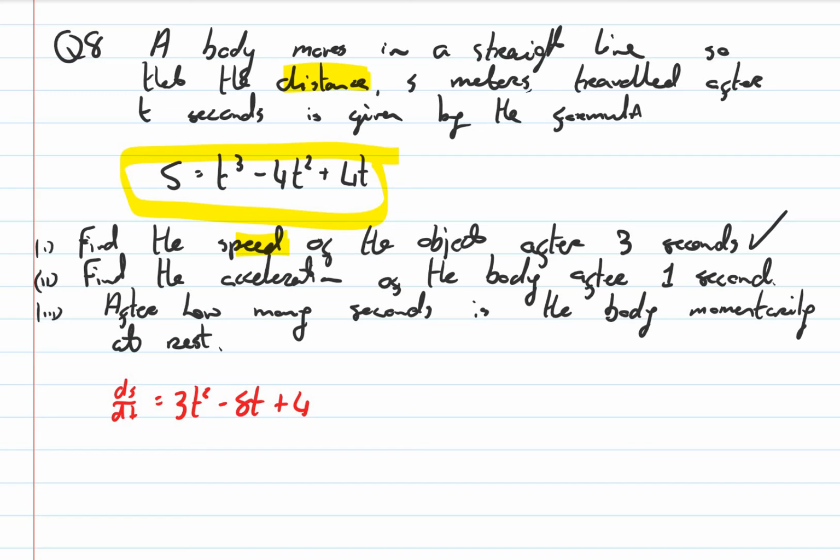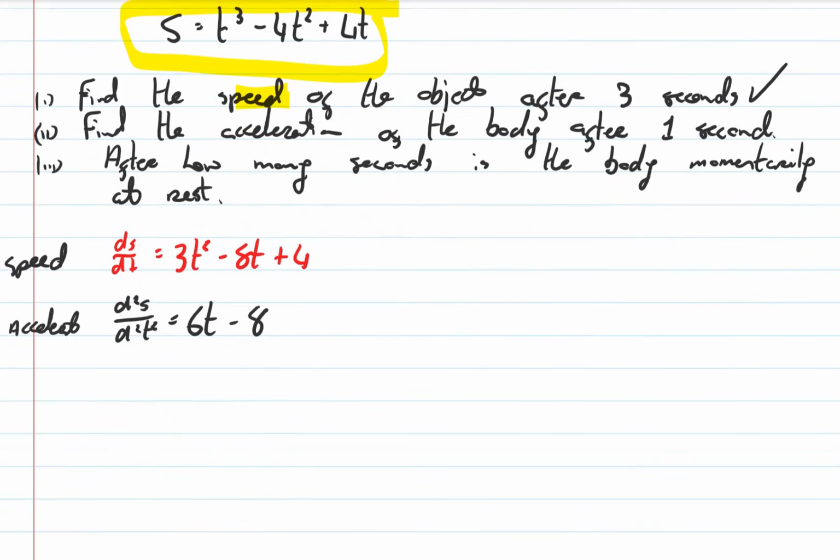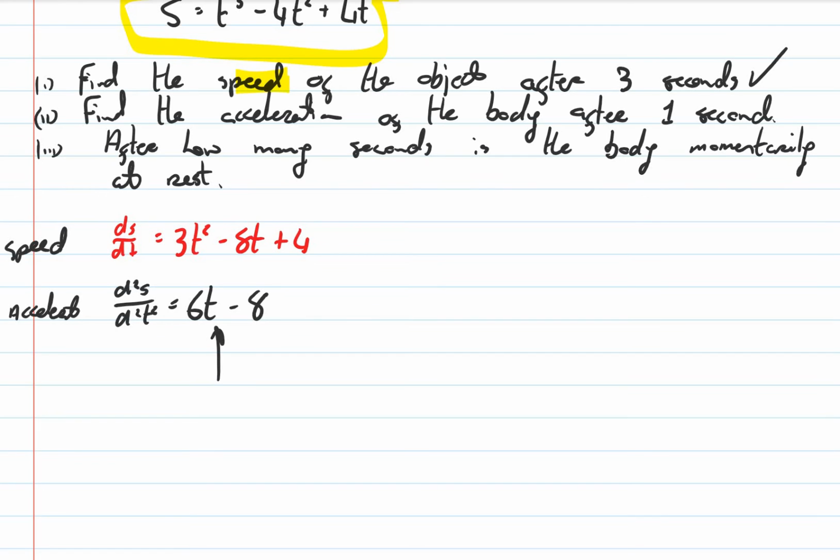Find the acceleration after 1 second. So we have the speed function, and we need to find the acceleration function. Finding the acceleration function, d squared s over dt squared equals, and differentiate it again. So 6t minus 8. We want to find it after 1 second, so we'll put in 1 for t. We put in 1 for t here, we get minus 2 meters per second squared. So that's that done.